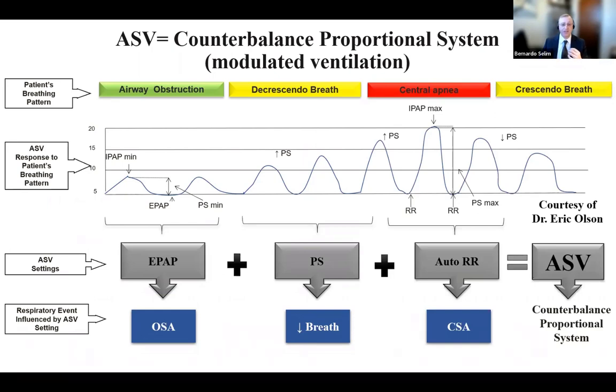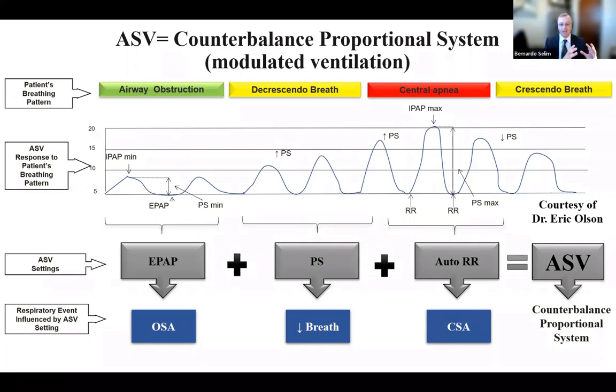Then when you have the central apnea, the machine will not only support with a higher pressure support, but also will kick in with a respiration rate. Remember, what is the definition of central apnea? Central apnea is the lack of effort to breathe. So you need a backup rate from the machine to step in and generate the trigger that you need in order to generate the pressure support to support your central apnea.